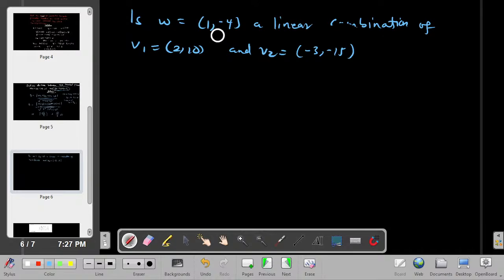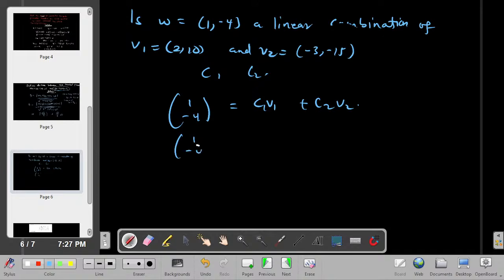So to show that this is a linear combination of this, we introduce some variables called C1 and C2. Okay, so my W is 1 negative 4, and it's equal to a linear combination of these. So I'll say that C1 times V1 plus C2 times V2. If I'm able to get a correct solution for this, then it means that it's indeed a linear combination. So 1 negative 4 is equal to 2C1, 10C1 plus negative 3C2, negative 15C2.